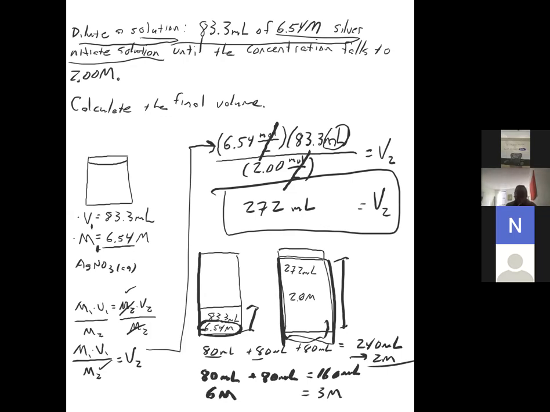I just want to point out, if they ever did ask you how much water you added, that's maybe not the best question to ask, because when you dilute things, the volumes change a little bit. But roughly speaking, it would be your total volume, 272, minus what you started off with, 83.3. So whatever that works out to, 190 or something like that, would roughly be what you had to add. But in general, you wouldn't ask that question because the volumes change when you dilute things. So the more proper question is, what's the total volume?